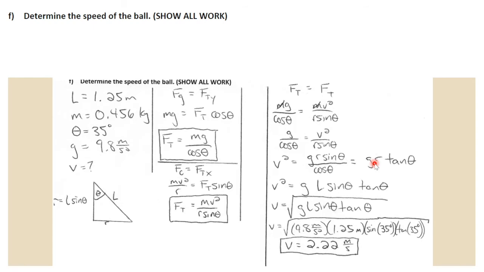You have the square root of g L sine theta tan theta, and all you have to do is plug it in. So we have 9.8 meters per second squared times 1.25 meters times the sine of 35 times the tangent of 35, and then all under the square root. And when you do that math, you get 2.22 meters per second.